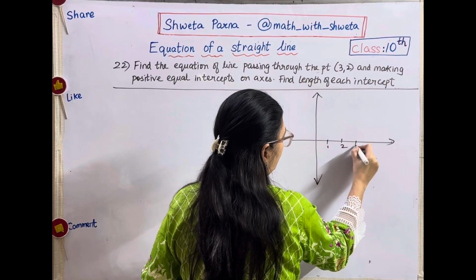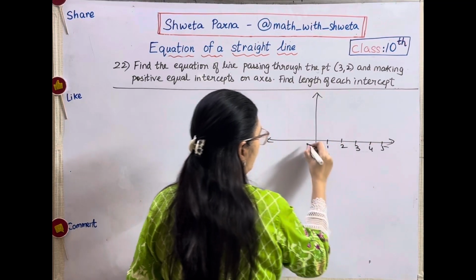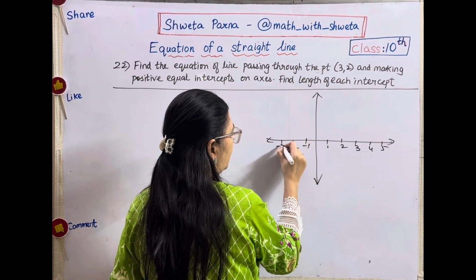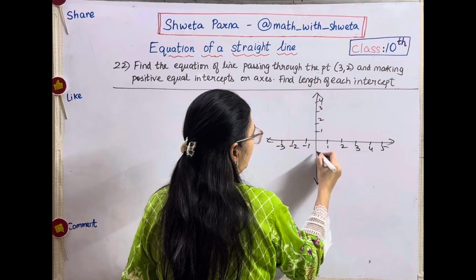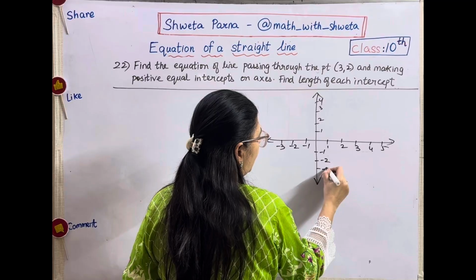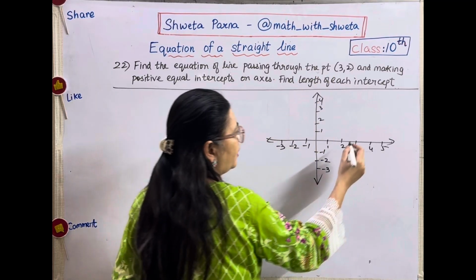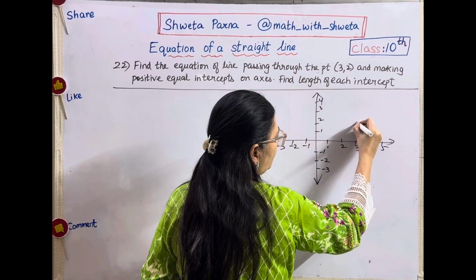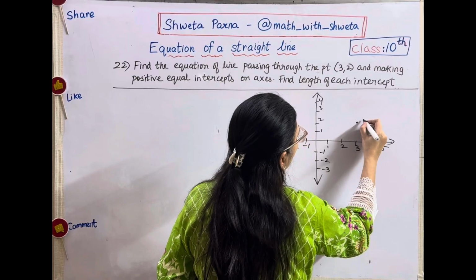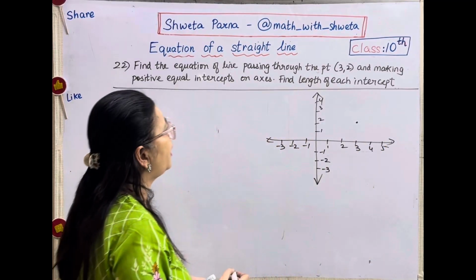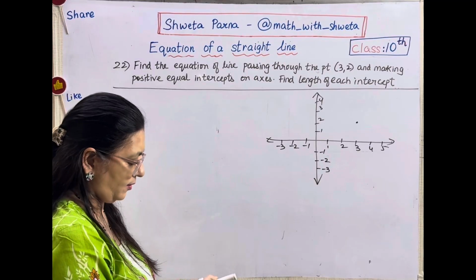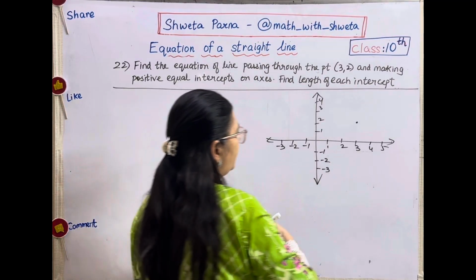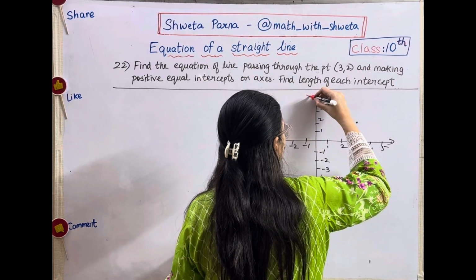Let's draw this figure first. 1, 2, 3, 4, 5. Minus 1, minus 2, minus 3, 1, 2, 3, 4, minus 1, minus 2, minus 3. So the point is (3, 2), that means the point is over here, and it makes equal positive intercepts on the axes. So that means the line should have passed like this.